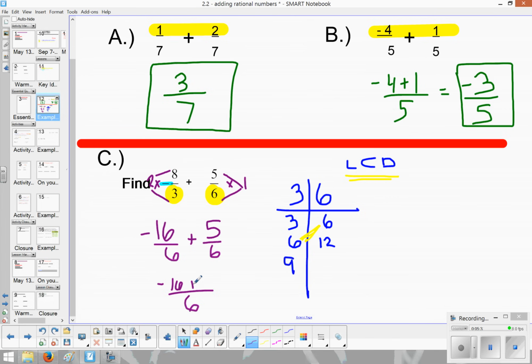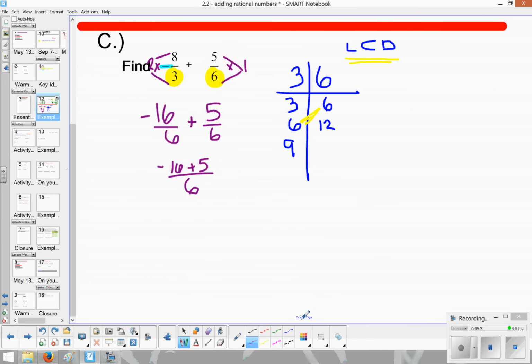Notice I'm not afraid to show many steps, so this is my third step. My next step is to look at the problem and see if the signs are the same when I'm adding. Follow the integer rules. If the signs are the same, I'm just going to add and carry the sign. But if the signs are different, I'm going to subtract. In this case, they're different. So I'm going to subtract 16 from 5, which is 11. And 11 over 6 would be almost my answer.